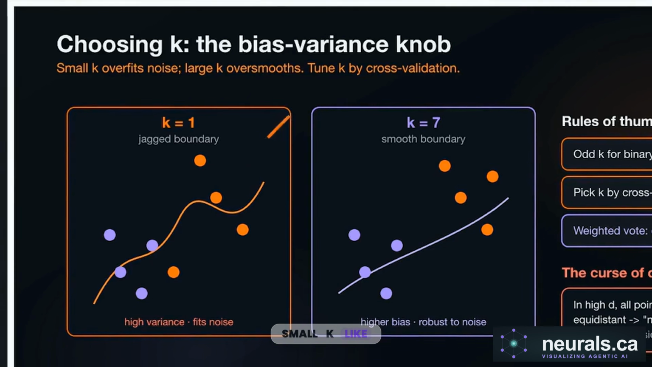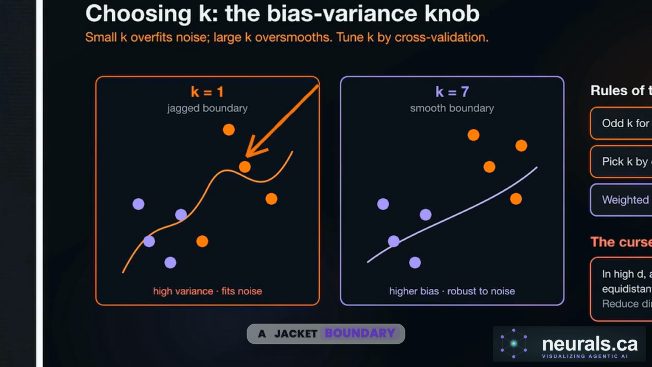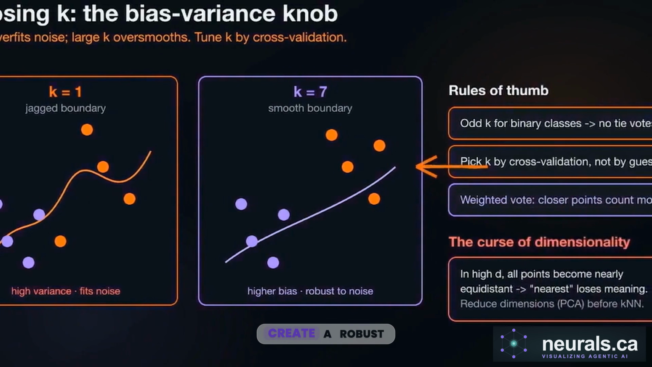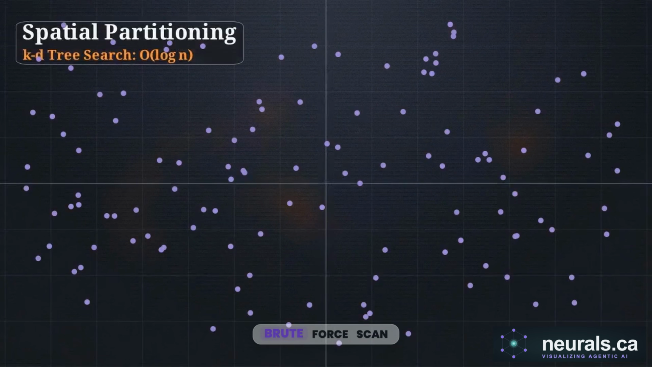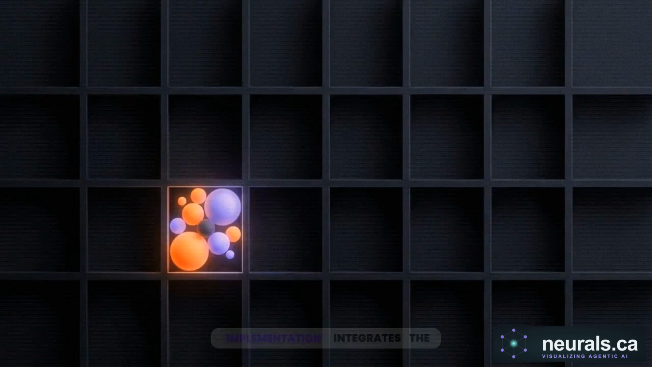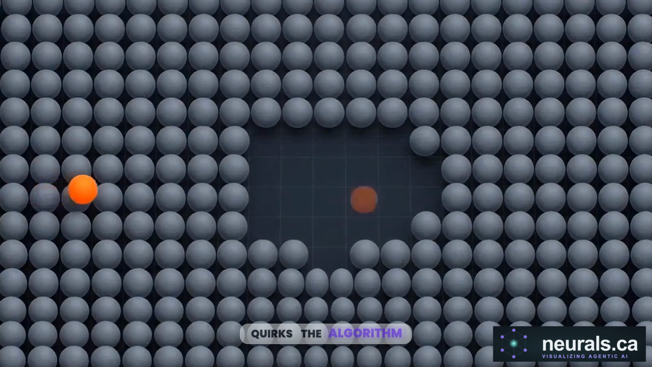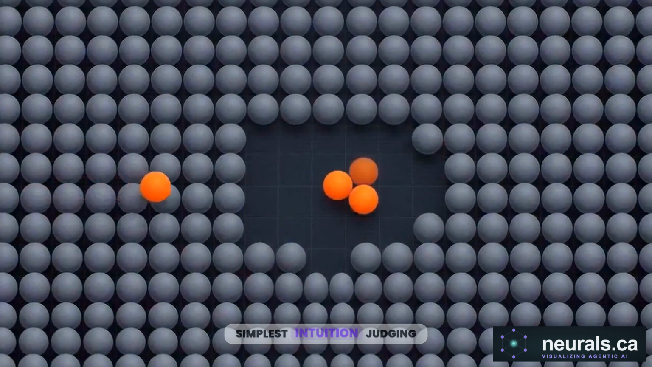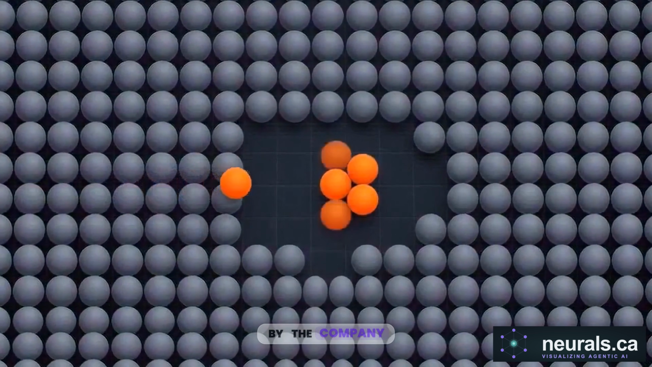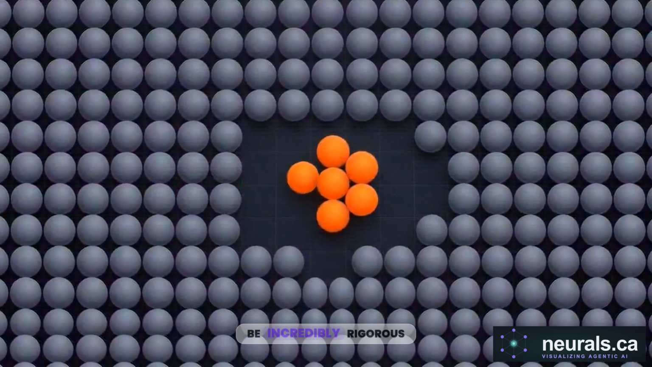A small k, like 1, gives you a jagged boundary that overfits to background noise, while a large k, like 7, smooths things out to create a robust, generalized boundary. To bypass the exhausting brute force scan, a production-grade implementation integrates the raw algorithm into a hardened pipeline of scaling, reduction, and indexing. Even with its operational quirks, the algorithm proves that our simplest intuition, judging an unknown thing by the company it keeps, can be incredibly rigorous.